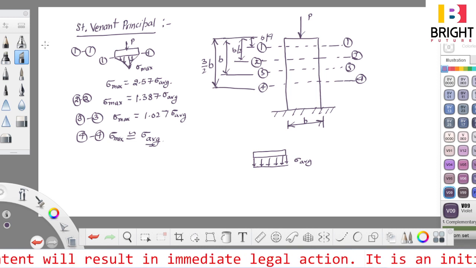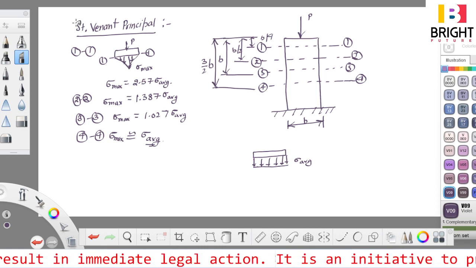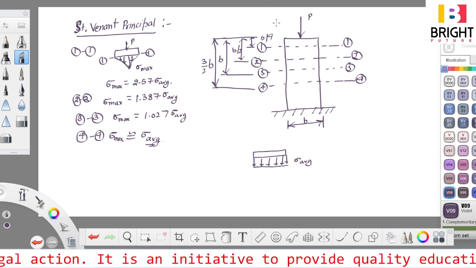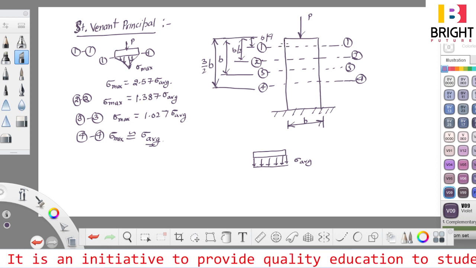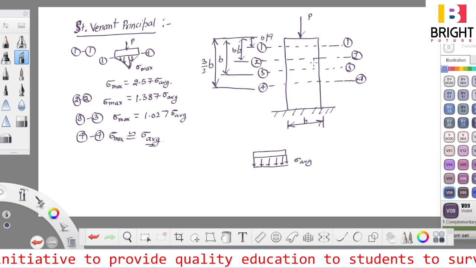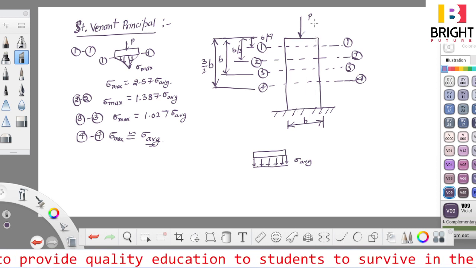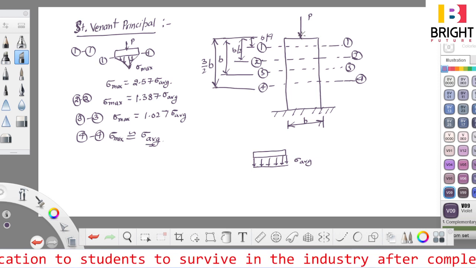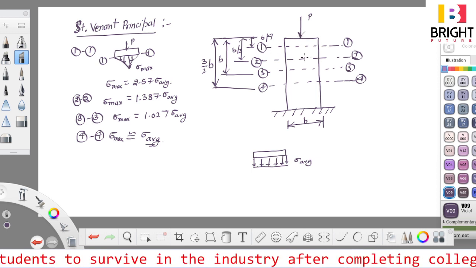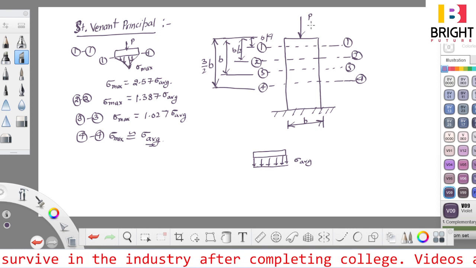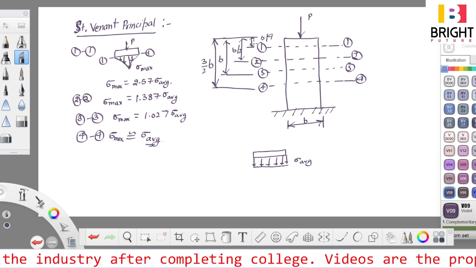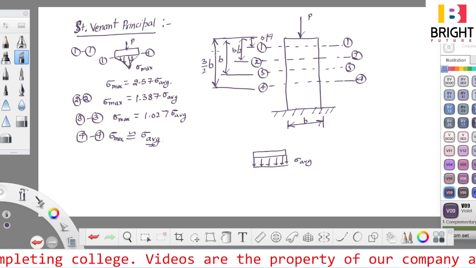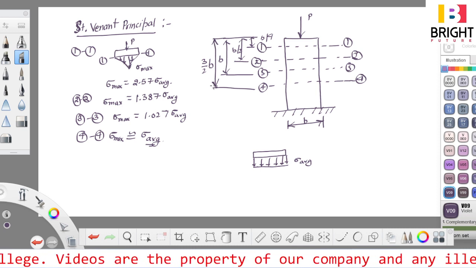Saint Venant's principle. So this is a block. Its width is B, and we apply a load P on the center, right? Now there are different sections: 1-1, 2-2, 3-3, 4-4. Load P is applied. This distance is B by 4, this distance is B by 2, this is B, and this fourth section is located at 3 by 2 B.